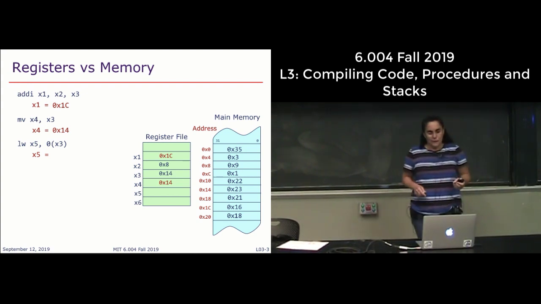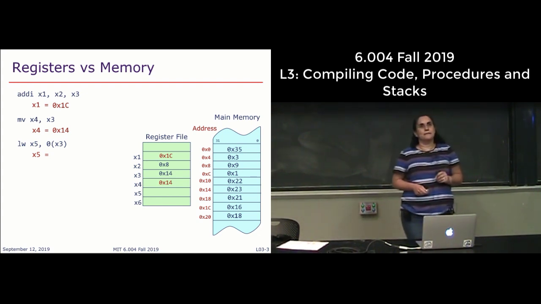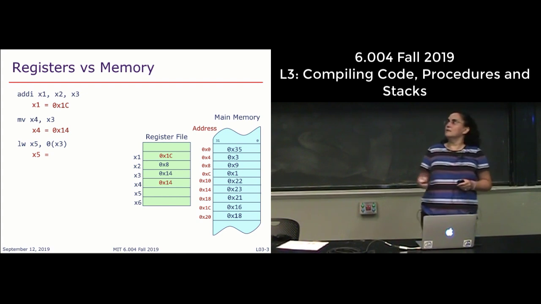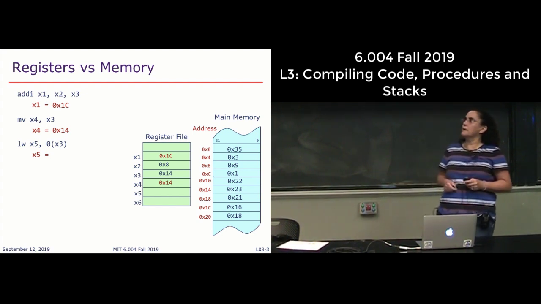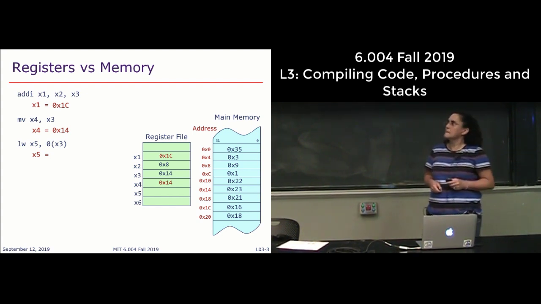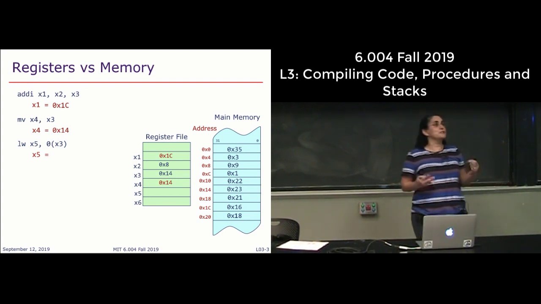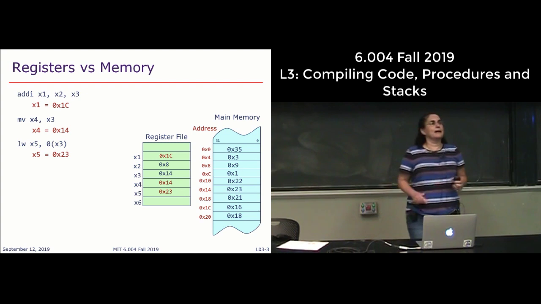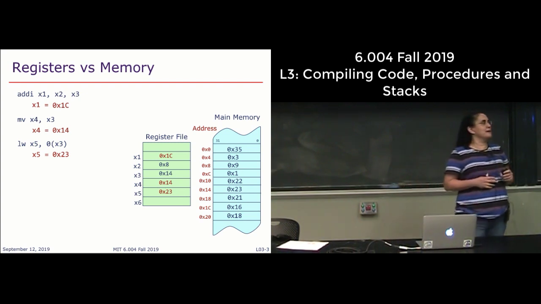Good. So if I'm doing a load from address 0x14, what is going to end up in X5? What's in memory at location 0x14? 0x23. Okay? So my X5 is going to get the value 0x23.